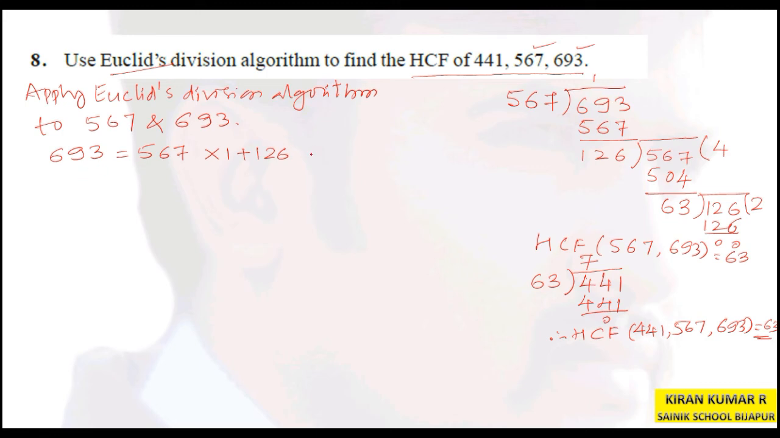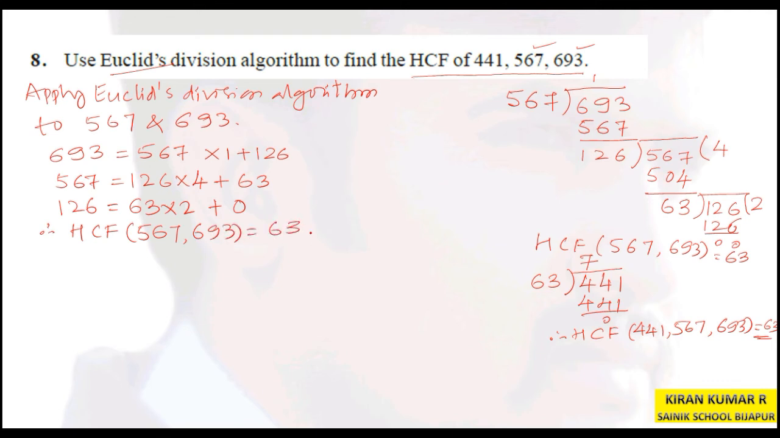In this case, r is not 0, so I need to continue further and express this 567 as 126 multiplied by 4 and the remainder was 63. Now 126 is written as 63 2 times and the remainder is 0. It means the highest common factor of 567 and 693 is 63.